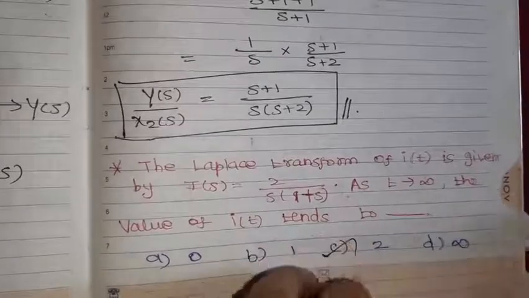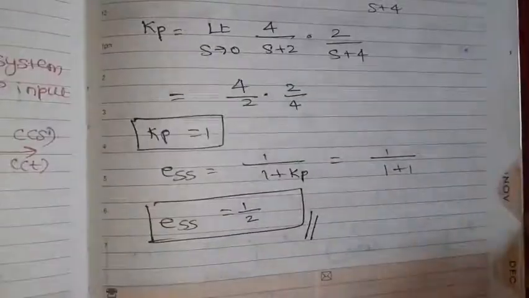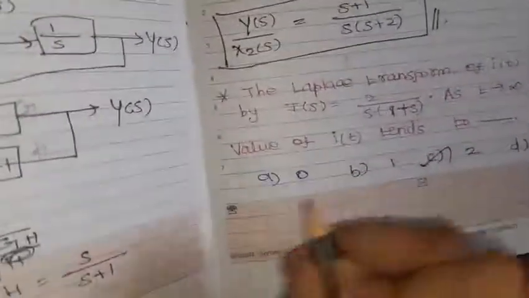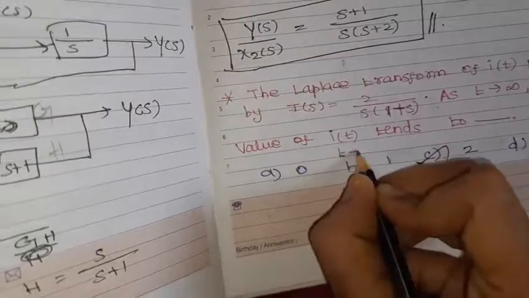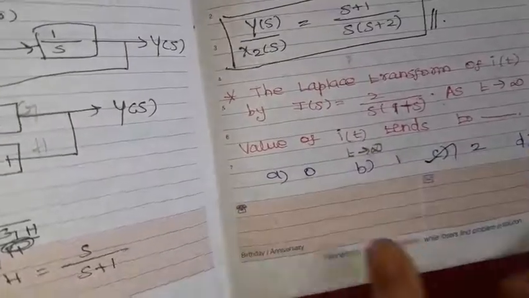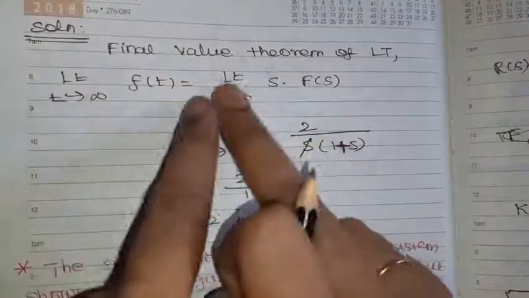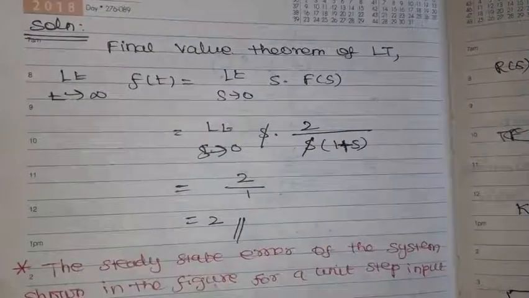What is the final value theorem of Laplace transform? Limit t tends to infinity. We are going to find out i of t value at t tends to infinity. So limit t tends to infinity, i of t. In general, what is the final value theorem?